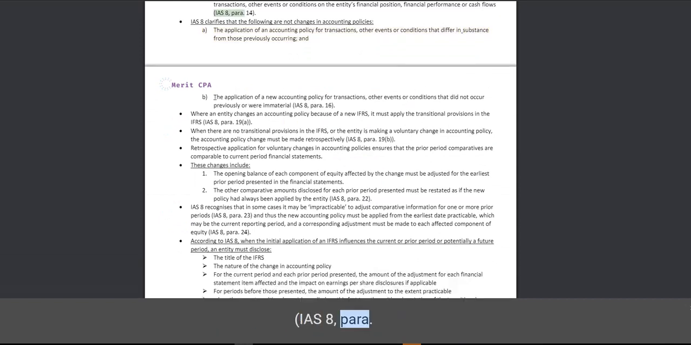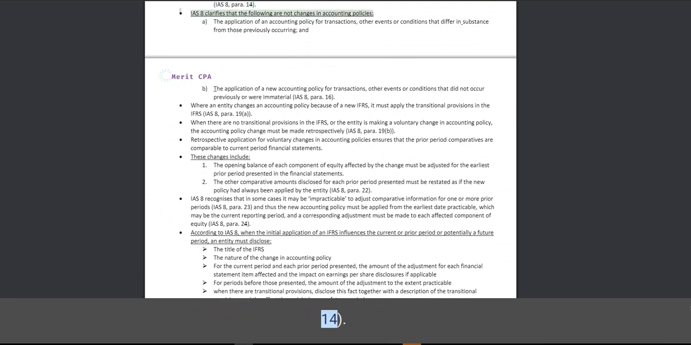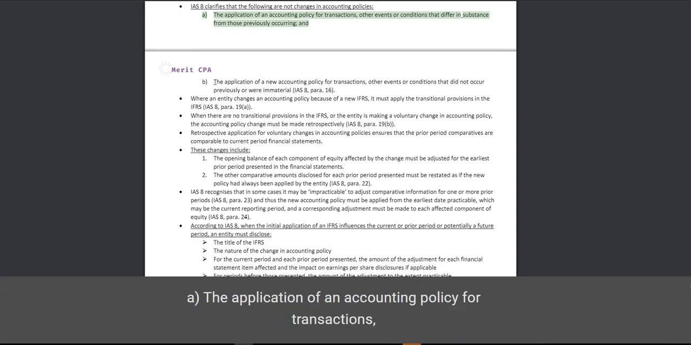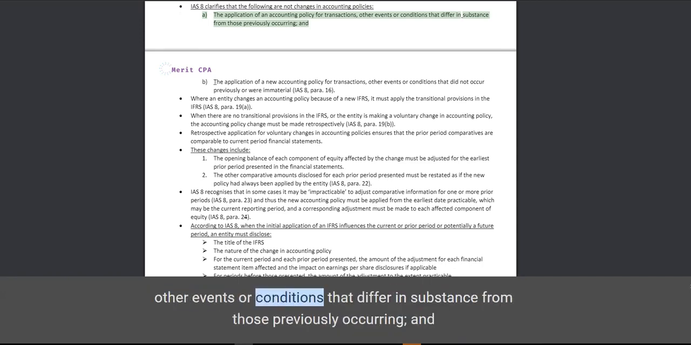IAS 8, para. 14. IAS 8 clarifies that the following are not changes in accounting policies. A. The application of an accounting policy for transactions, other events or conditions that differ in substance from those previously occurring.